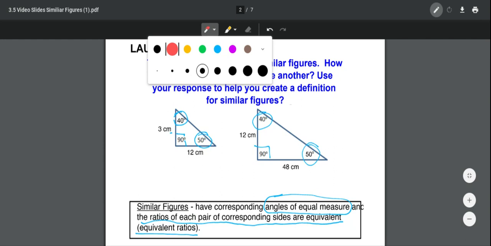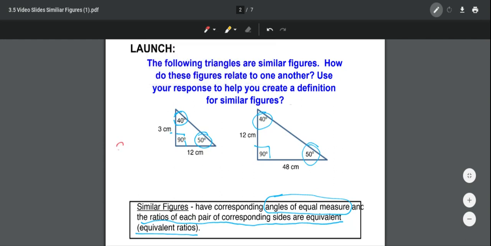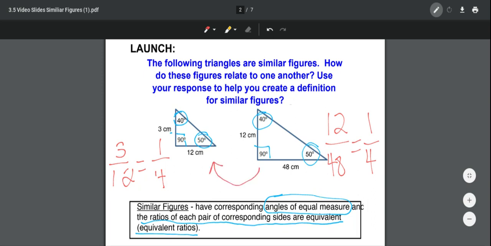If we look at the sides, 3/12 reduces to 1/4, just as 12/48 reduces to 1/4. Therefore, when going from the larger triangle to the smaller triangle, a scale factor of 1/4 was applied, making them similar triangles.